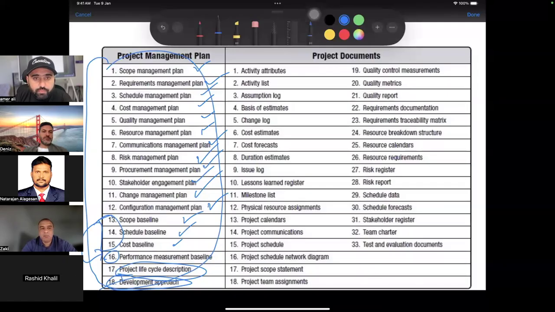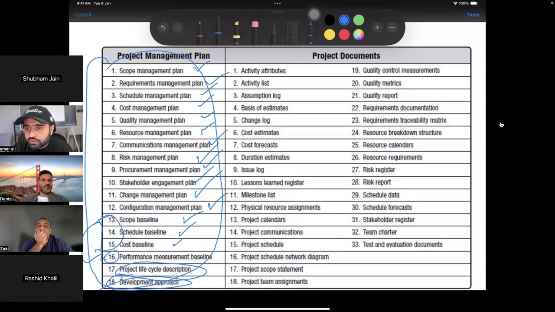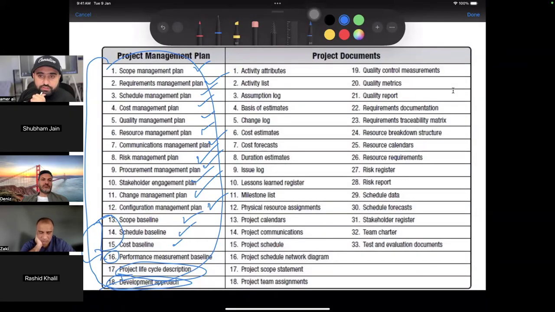These 18 plans, are we good on them? Everybody? Yes, Shubham. What is the specific difference between the scope management plan and the scope baseline? The scope management plan defines how the scope process will happen, how you are going to make the scope baseline, and how you are going to track changes in it. The scope baseline talks about the scope itself.